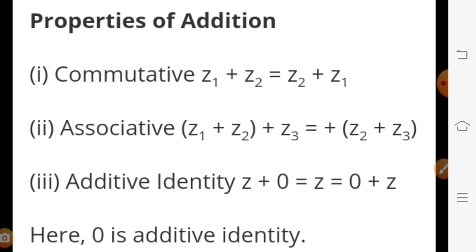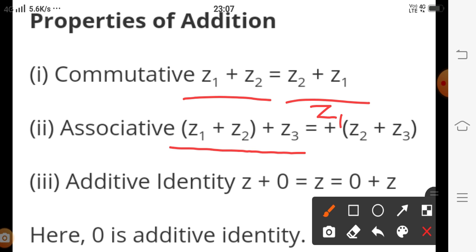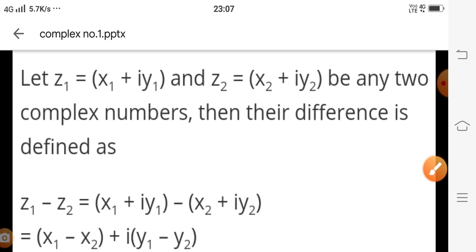Same for subtraction. Before this, we have some properties of addition. The commutative law: if you add any two complex numbers z1 and z2, the value is equal to the sum of z2 and z1. The associative law also holds: z1 plus z2 plus z3 is equal to z1 plus z2 plus z3 grouped differently. Additive identity also holds: if you add 0 to the given complex number, the value is equal to the complex number, and this is called the additive identity.